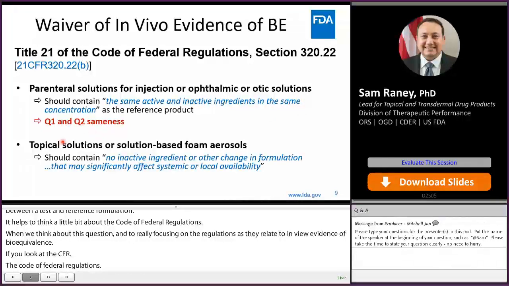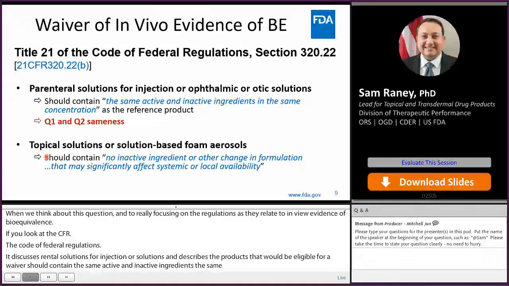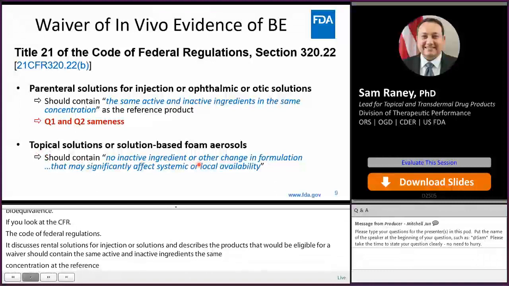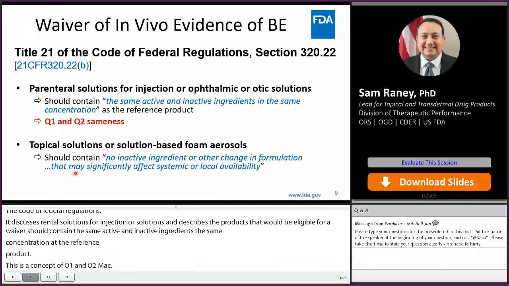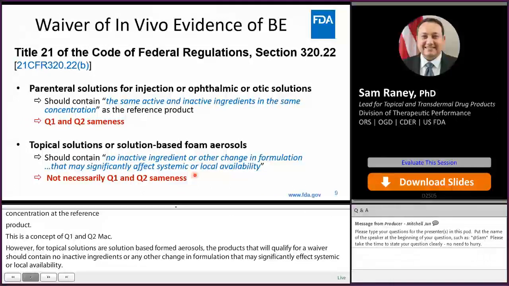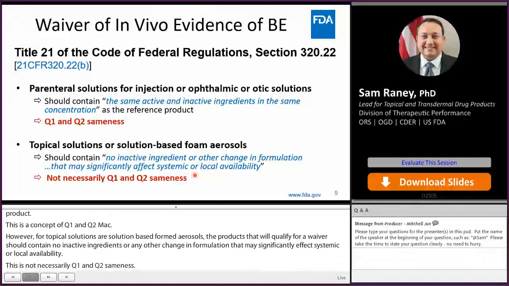However, for topical solutions or solution-based foam aerosols, these products that would qualify for a waiver should contain no inactive ingredient or other change in formulation that may significantly affect systemic or local availability. So this is not necessarily Q1 and Q2 sameness. Topical products are not required to be Q1 or Q2 the same, but really what's relevant here is that whatever small differences may exist should be those such that they don't significantly affect systemic or local bioavailability.